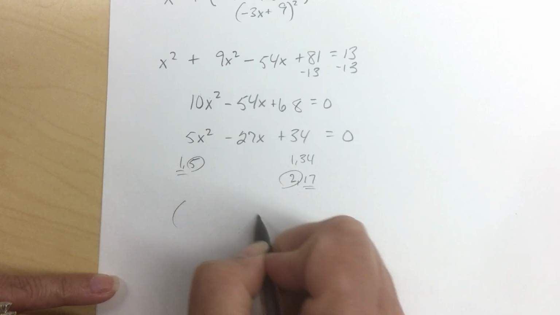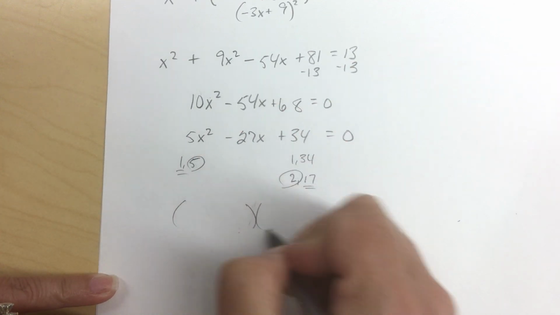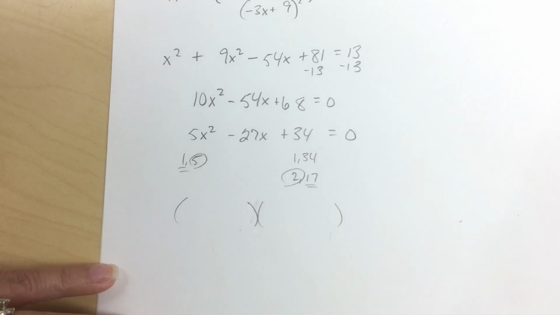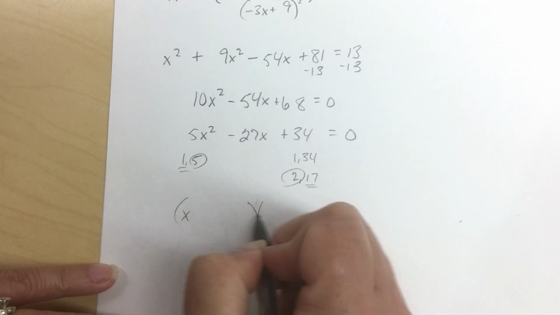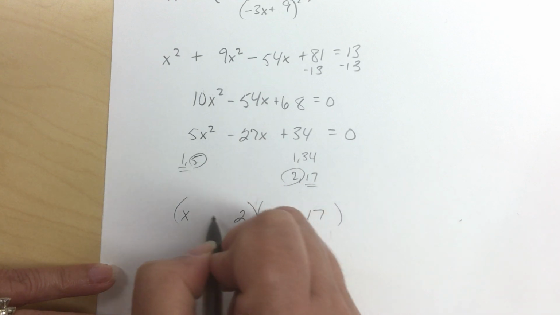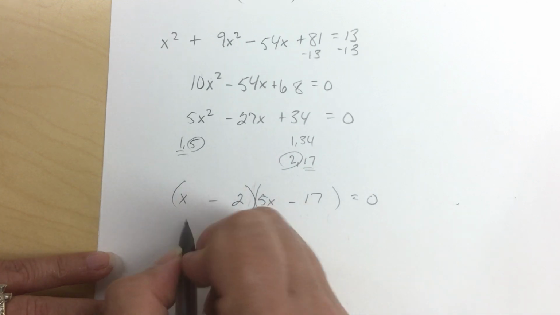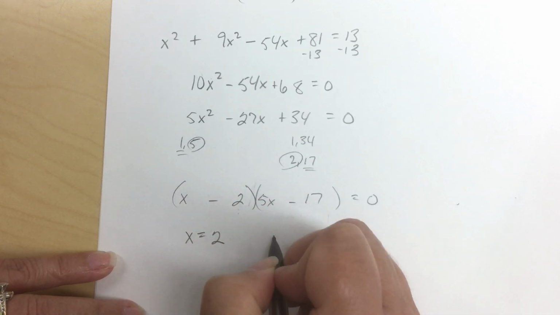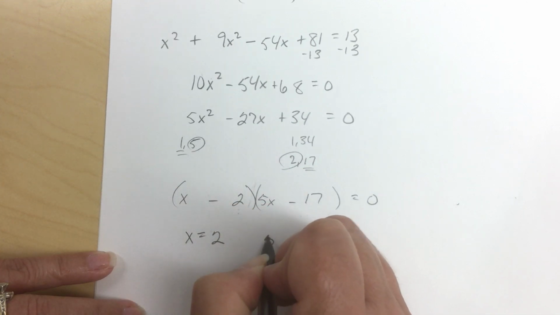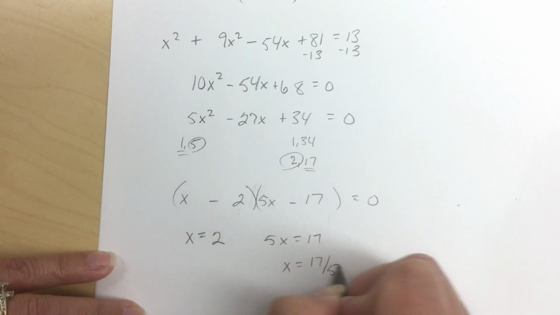So this will factor. If you are not good at factoring and you don't want to factor, you can use the quadratic formula. So 1 and 5 goes here, 2 goes here, 17, and then they both have to be negative in order to give me a -27. So x equals 2, and 5x equals 17, so x equals 17 over 5.